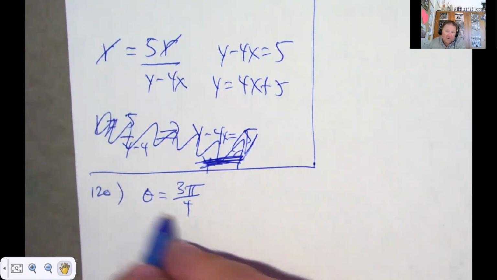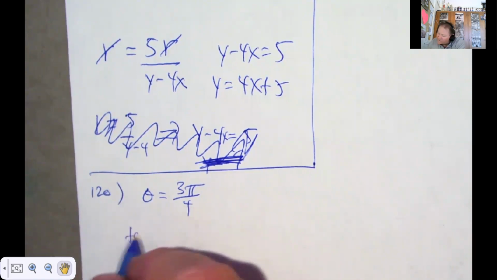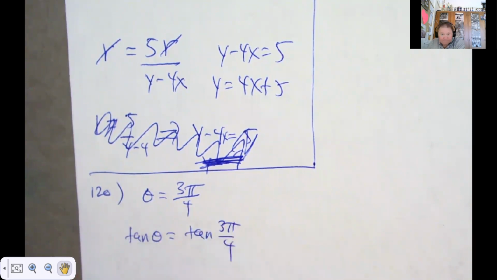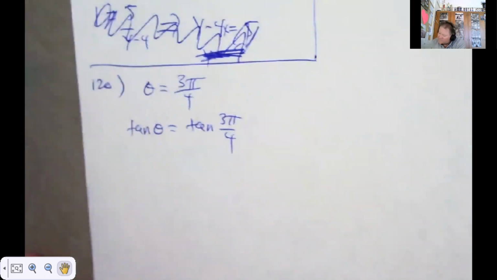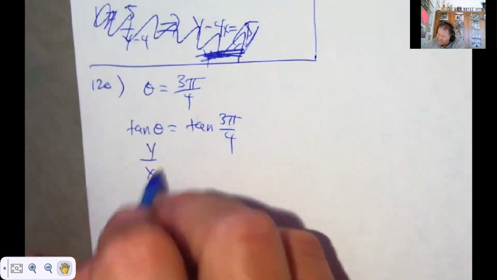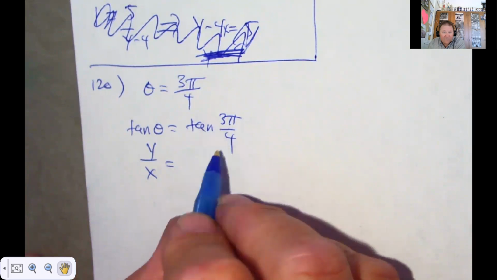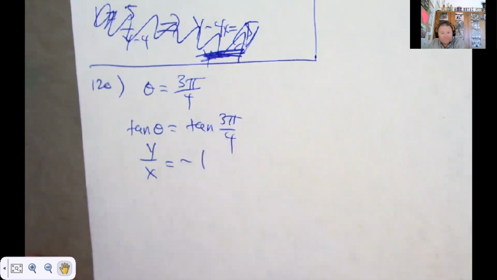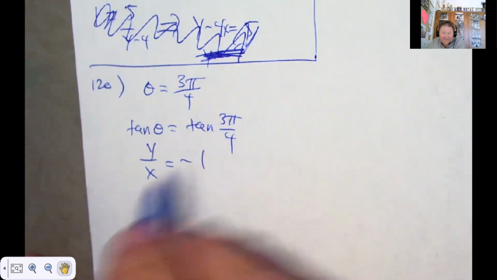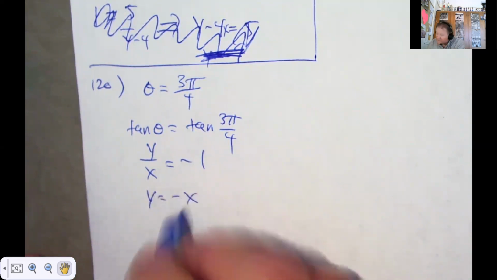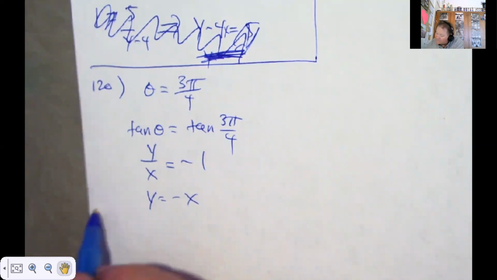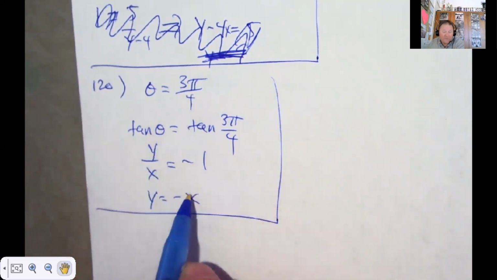We did one like this before already. Take the tangent of both sides. This would be the tangent of theta is equal to the tangent of 3 pi over 4. And the tangent of theta is y over x. And that's a 45-degree reference angle in quadrant 2. And the tangent of 135, which is what that is, is -1. Multiply both sides by x, and you get y equals -x. It's that. Y equals -x. I can see what it should look like here, and it should be the same.